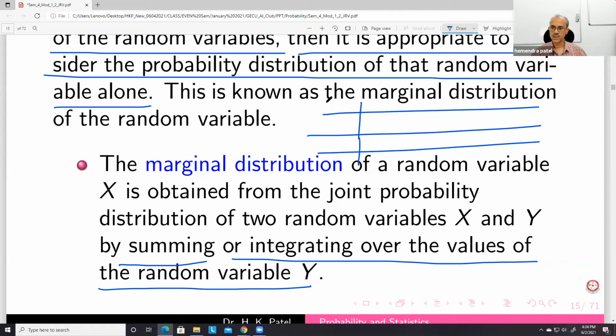So suppose these are my x downward, and suppose these are y. So x is say 1, 2 like this, and here you'll have y.